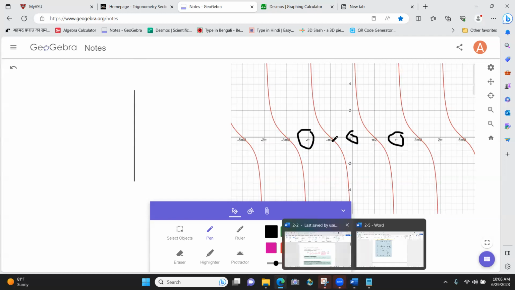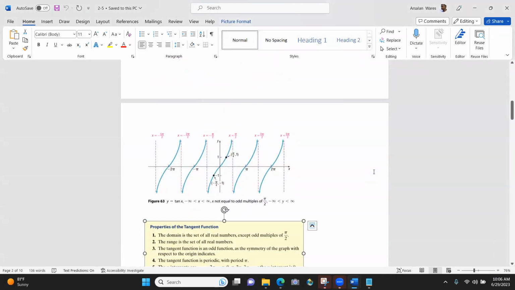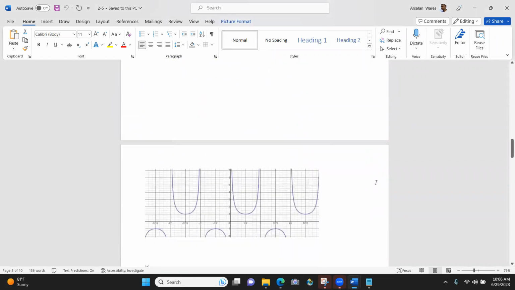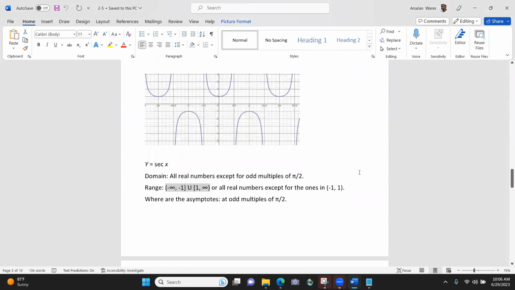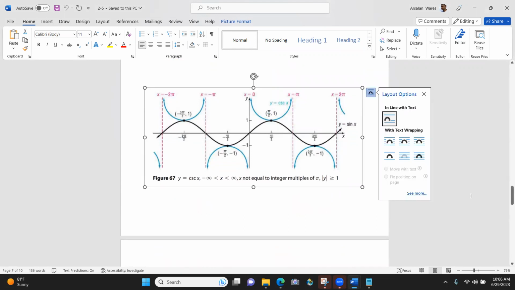All right, guys, let's look at the next one. I think it's secant or cosecant. We're going to find out. Very, very similar to what we have been doing. And they will look a little different. Let's do a cosecant one. Let's see which one your book has. Okay, let's do cosecant. Remember, guys, cosecant.